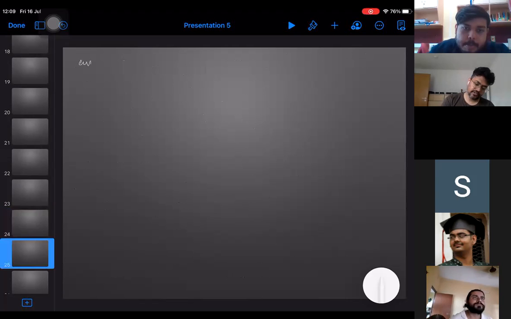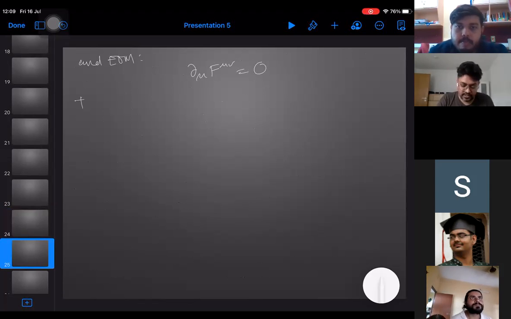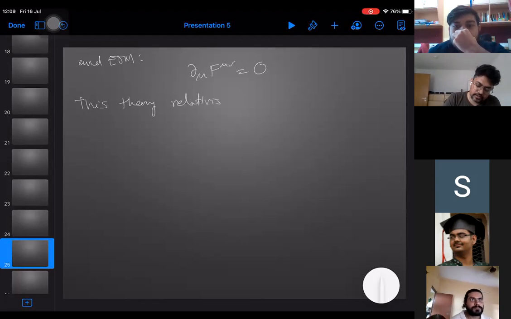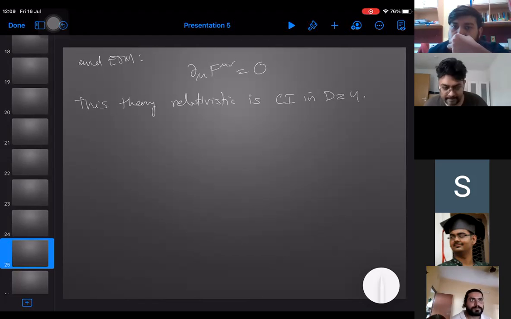And your equation of motion, of course, is given by this. One of the interesting parts is that this theory, relativistically, is conformally invariant in the d equal to 4 case. But that was not the case for the scale.